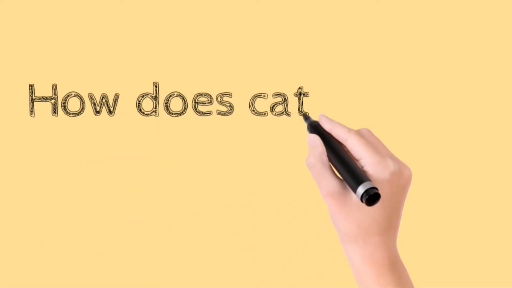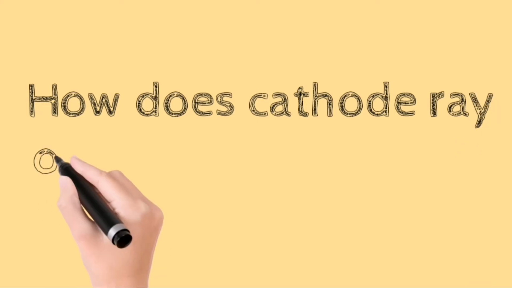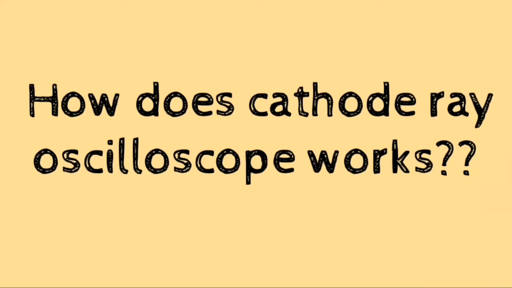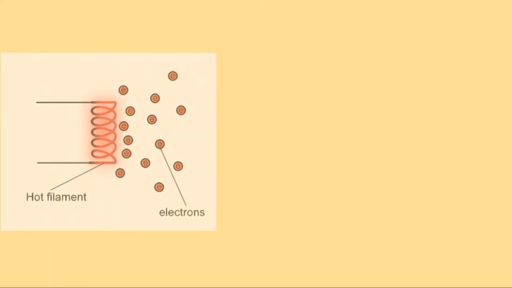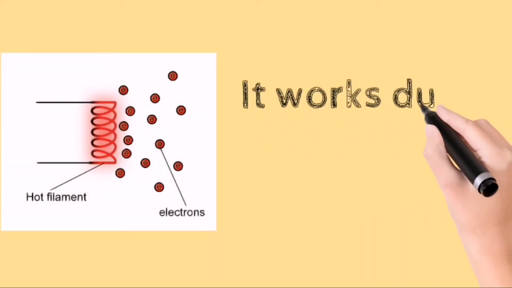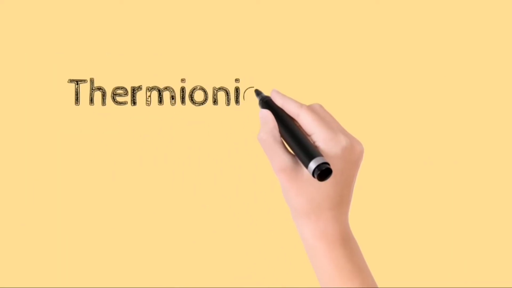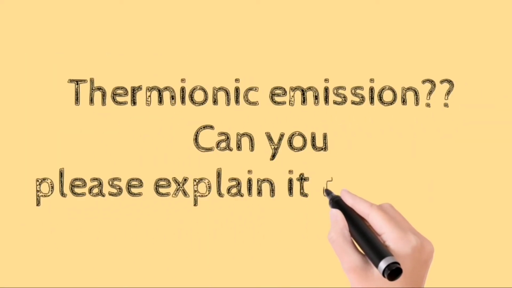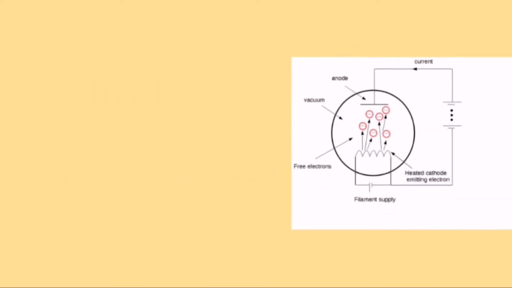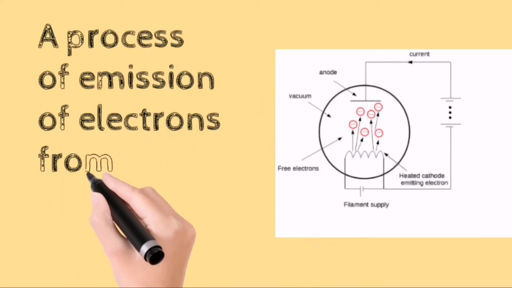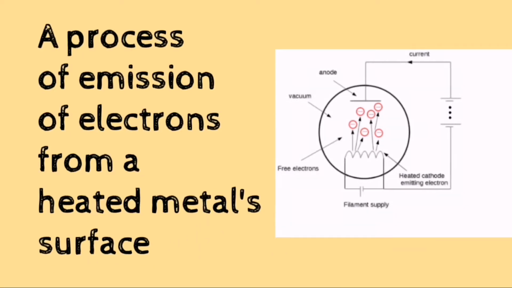Oh, I see. Yay! Now I know the uses. But teacher, how does a cathode ray oscilloscope work? Okay, I'll tell you. A cathode ray oscilloscope works due to thermionic emission. Thermionic emission? Can you please explain it, teacher? Alright, Susan. Thermionic emission is the process of emission of electrons from a heated metal surface.